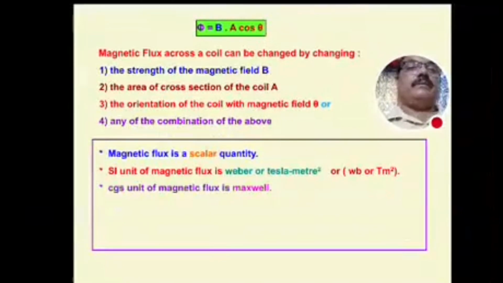Another unit is Maxwell. 1 Maxwell is 10 to the power of minus 8 Webers.